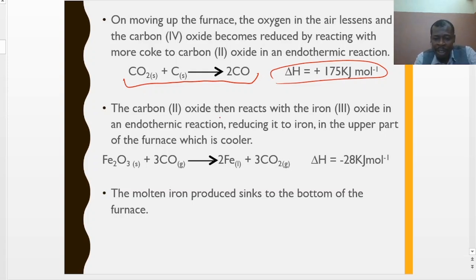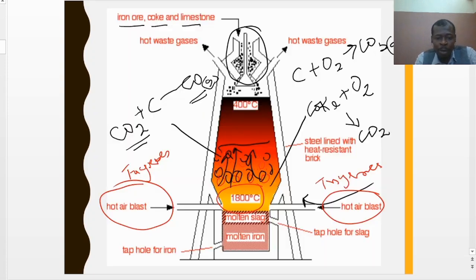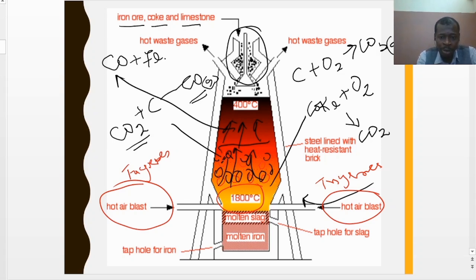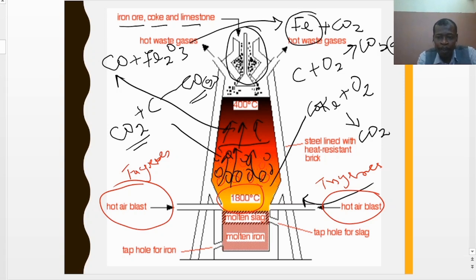Now, the carbon monoxide generated then reacts with the iron(III) oxide, reducing it to iron in the upper part of the furnace, which is cooler. As you are moving to the upper part of the furnace, you get to realize that this part is becoming cooler, and so at this region we'll be having a third-stage reaction. Here our CO, carbon monoxide, reacts with the Fe2O3, that's the iron(III) oxide, to lead to the formation of Fe, that's the iron, with CO2, carbon dioxide. At this stage, the iron is produced through the reduction reaction using the carbon monoxide.